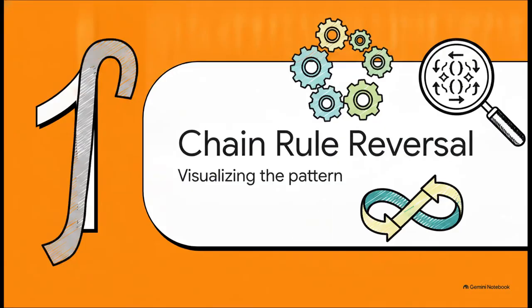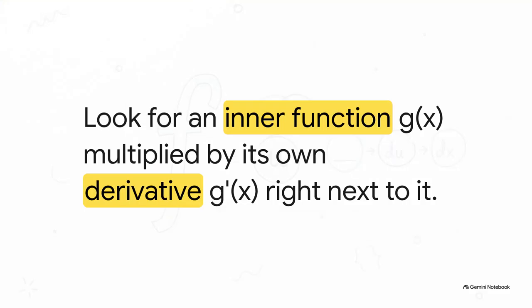Section 1, the chain rule reversal. What's really fascinating here is the specific pattern we're hunting for. Basically, you're scanning your equation for an inner function, let's call it g of x, tucked inside another function. But here is the absolute secret sauce. That inner function must be multiplied by its own derivative, g prime of x. If you can spot a function and its derivative just hanging out right next to each other in the same integral, boom, you've found the perfect candidate for substitution.